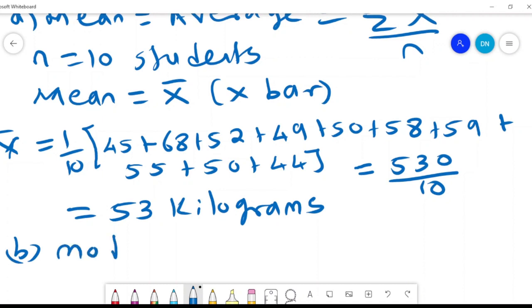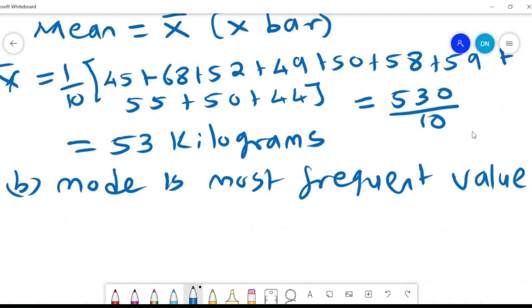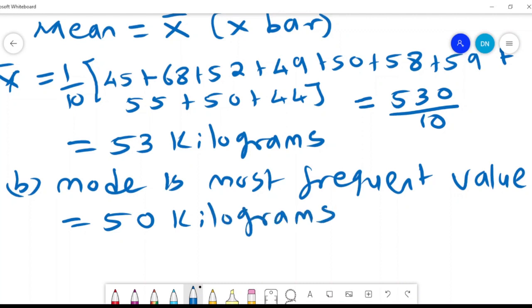The mode is the most frequent value. When we look through the data, we find that only one value appears more than once, and the others only appear once, and that is the 50 kilograms. Since 50 kilograms appears more than once, we say the mode is 50 kilograms, because the mode is the most frequent value.